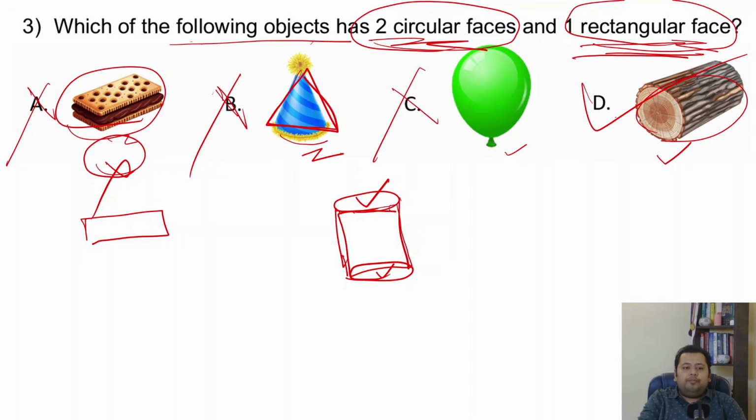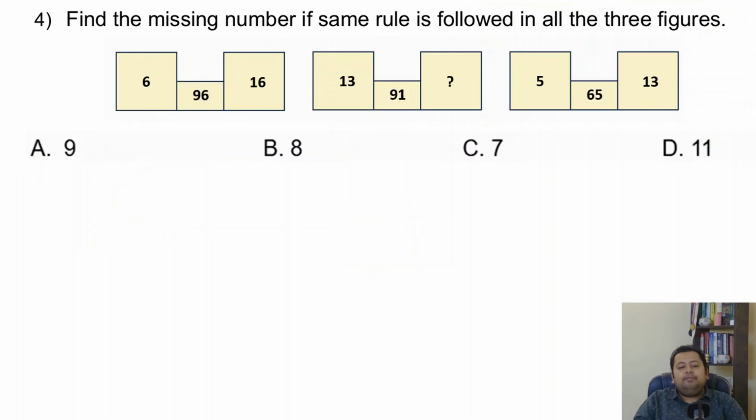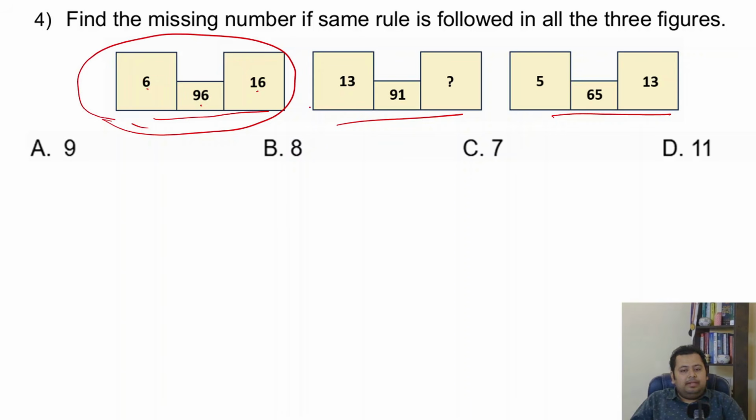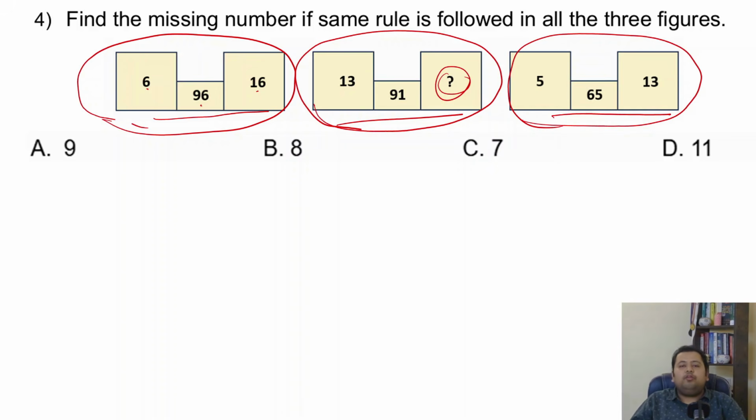And now we move to question number 4. Find the missing number. So this is a pattern question. Find the missing number if the same rule is followed in all three figures, right? You see some pattern being followed in these figures, that is 6, 96, 16. So some pattern is being followed over here. Similarly, some pattern is being followed over here. You have to find this one, and a similar pattern is also being followed over here.